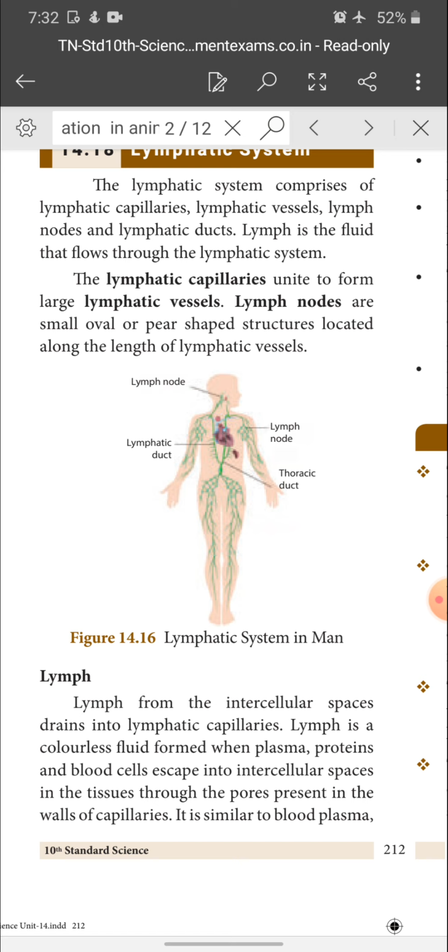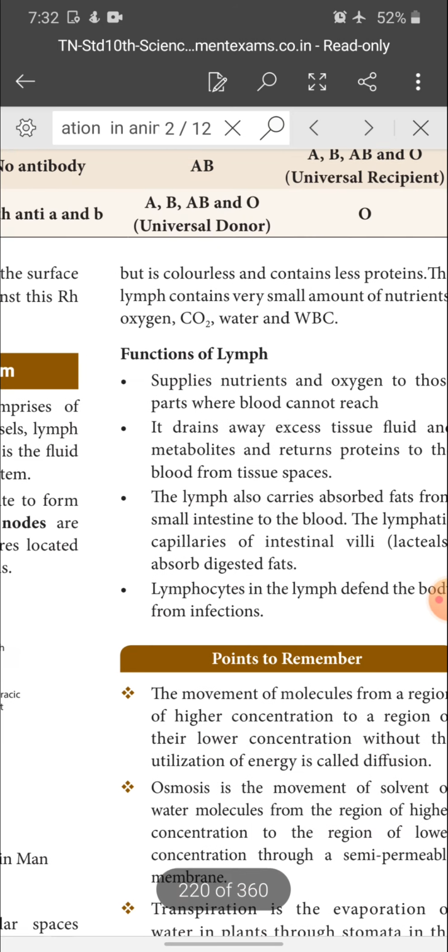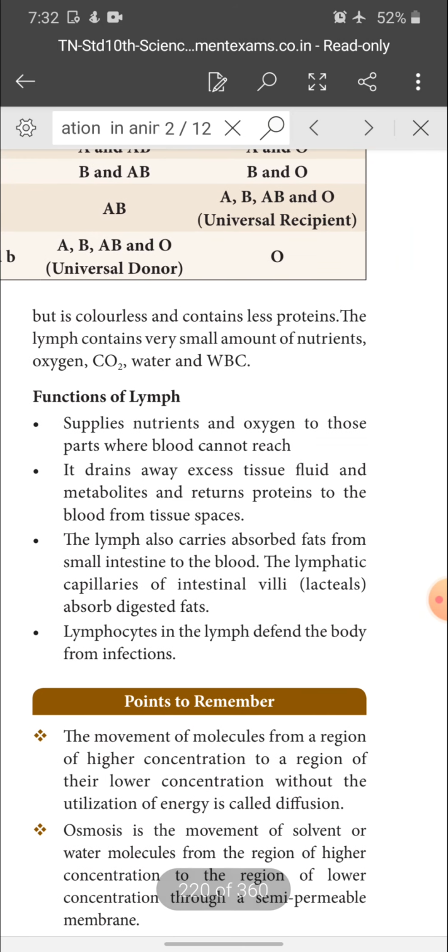It is similar to blood plasma but is colorless and contains less protein. When compared to blood plasma, the protein content is less in lymph. The lymph contains a very small amount of nutrients, oxygen, carbon dioxide, water and WBC alone. No RBC or platelets are present here. Next we are going to see the functions of lymph.